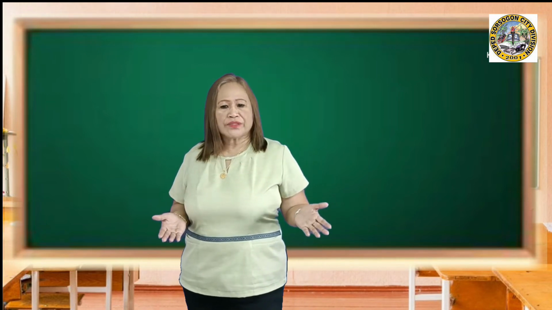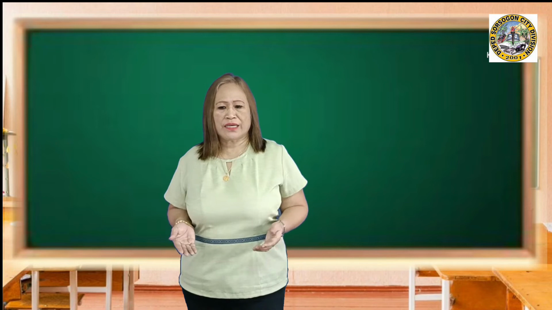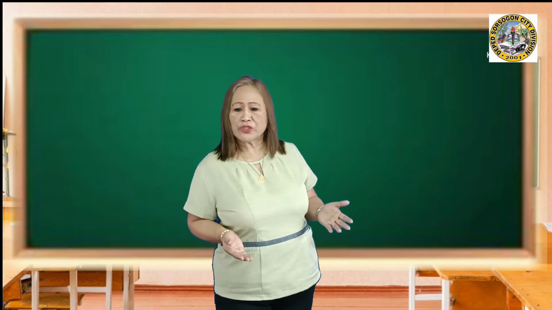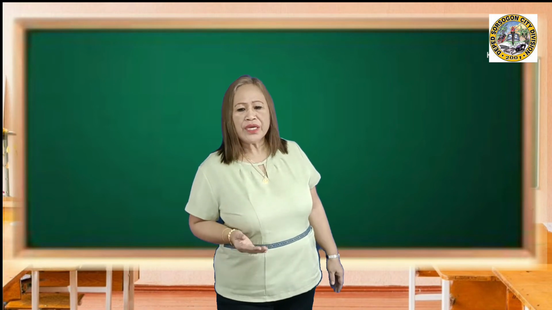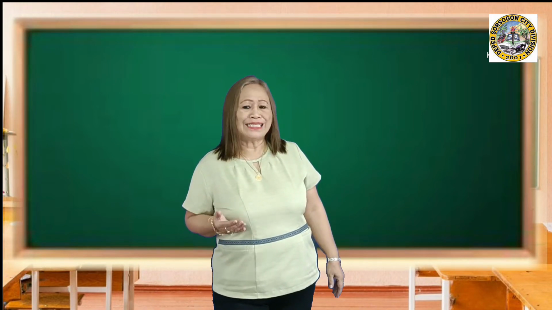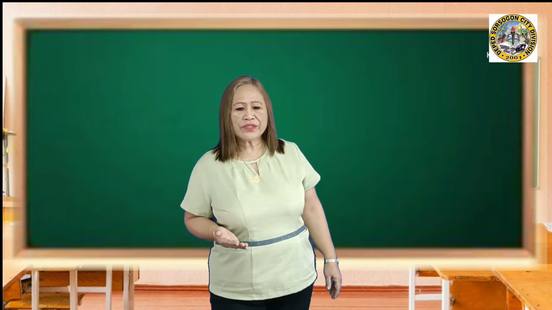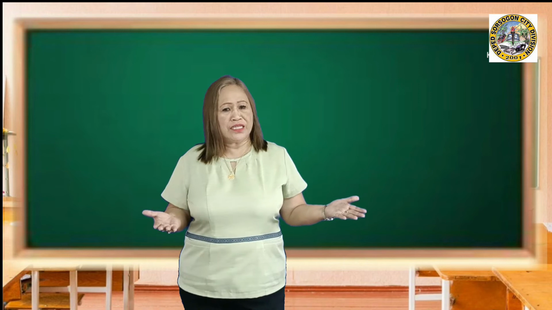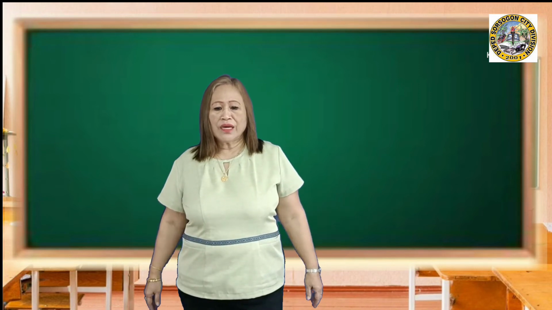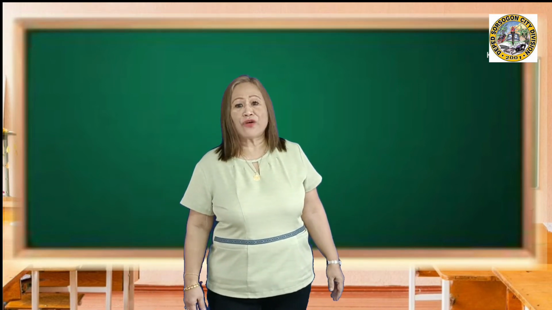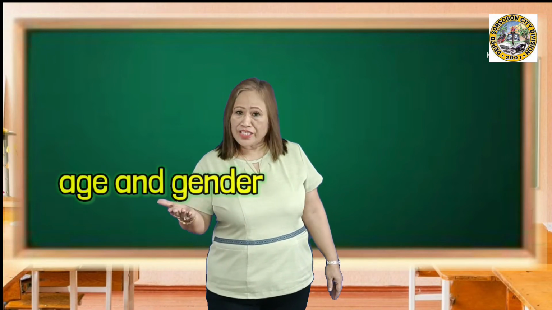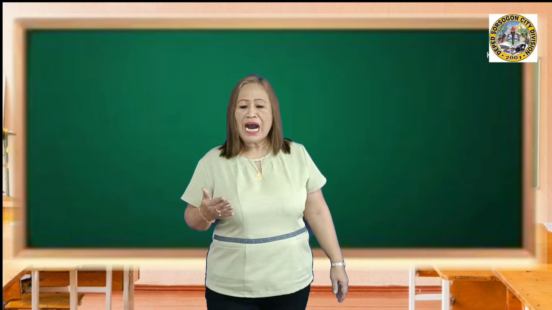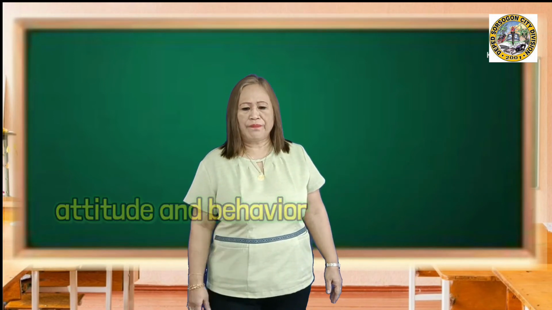There are also characters called protagonists. They are the characters whom the reader empathizes with. They are the heroes in the story. The antagonists are the characters that go against the protagonist. They are the villain in the story. The characters can also be revealed according to age and gender, race and nationality, attitude and behavior.